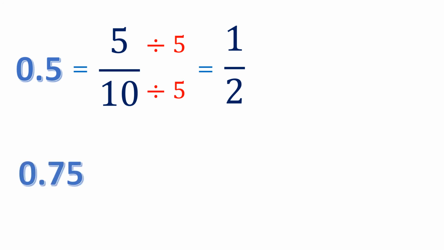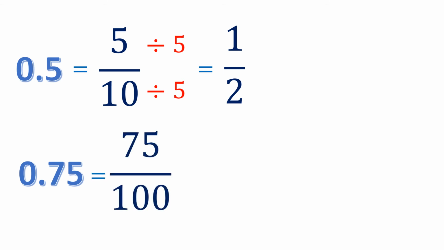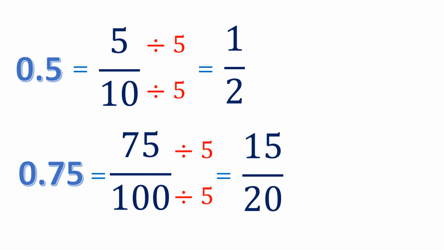Another example, 0.75. The last number ends in the hundredths place. So in fraction, it will be 75 hundredths or 75 over 100. And this can be reduced. Both are divisible by 5. And so the fraction will be reduced to 15 over 20. And still 15 and 20 are divisible by 5. So we will continue dividing until it is not reducible anymore, or it is in the simplest form. So this will become 3/4. And 3 and 4 don't have any common divisor except for 1. And so that is the simplest form. So that means 0.75 in fraction is 3/4.